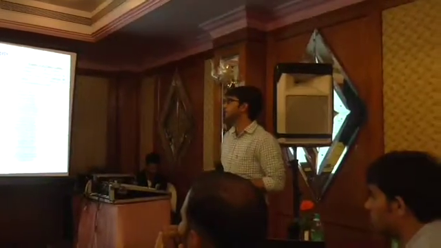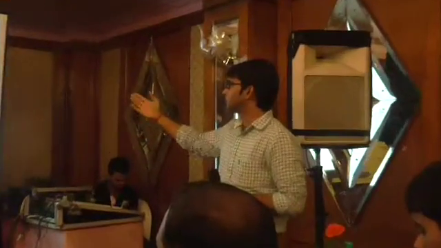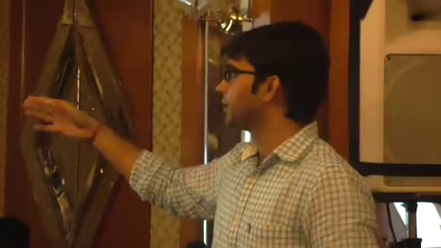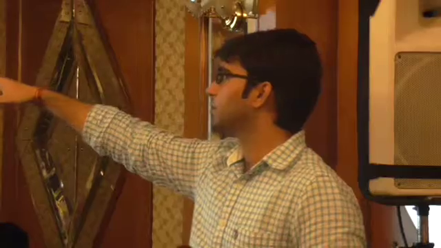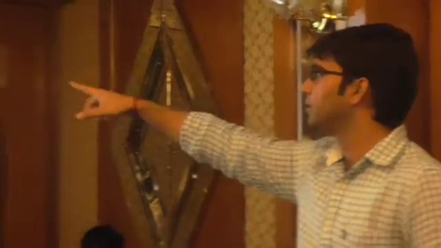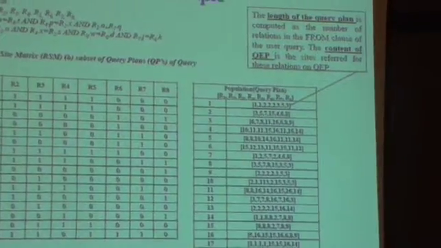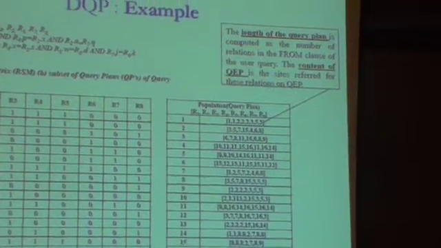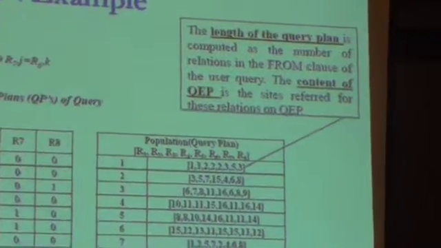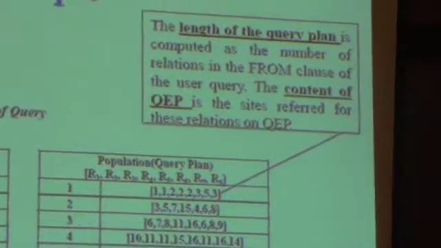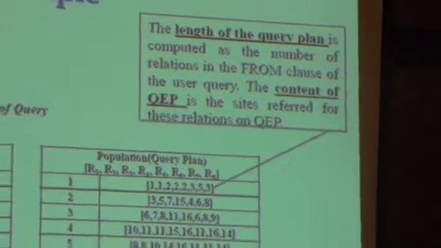Based on this relation site matrix, we will generate the query execution plan. In the first population query plan, you can see that there are 8 relations, and this query execution plan will have a length equal to the number of relations in the from clause, where the entries in the query execution plan, like 1, 1, 2, 2, 3, 5, 3, are the site number where that relation exists.